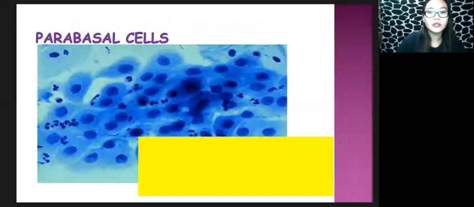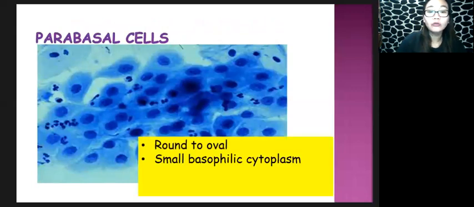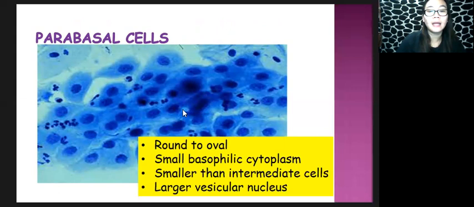All right, so that's your parabasal cells, round to oval shape with a small basophilic cytoplasm. They are smaller than your intermediate cells, and they have a larger, just like what I have mentioned, vesicular nucleus.